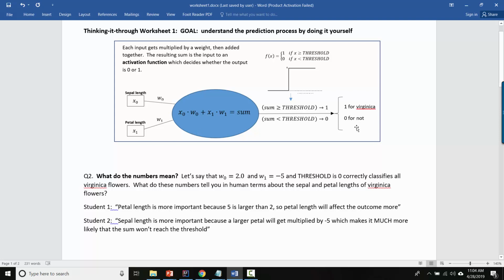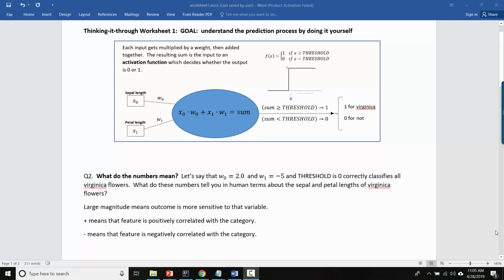So if you're interested in what's important to being a Virginica, the answer is if you have a long petal, it's probably not a Virginica. It's probably like the sepal is more important in that sense. As a way of resolving that disagreement, we eventually ended by saying that a larger magnitude for a weight means that the outcome is more sensitive to that feature.